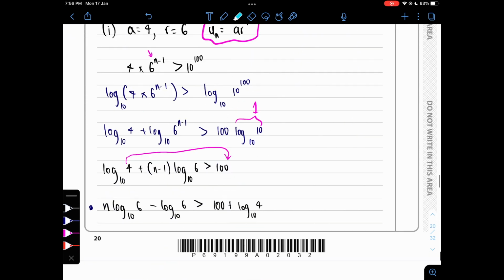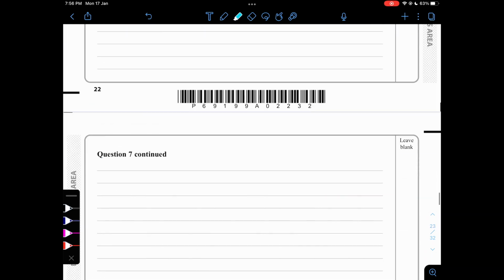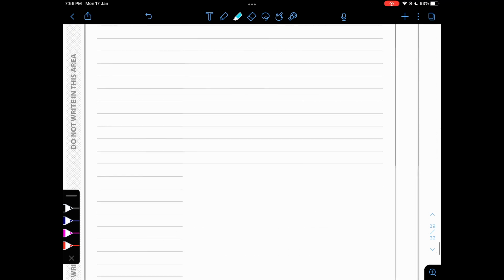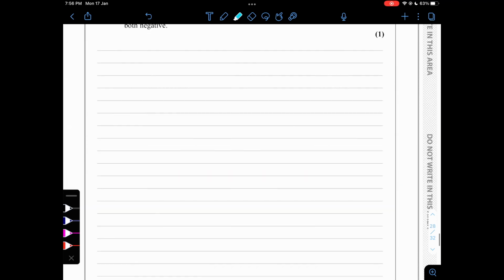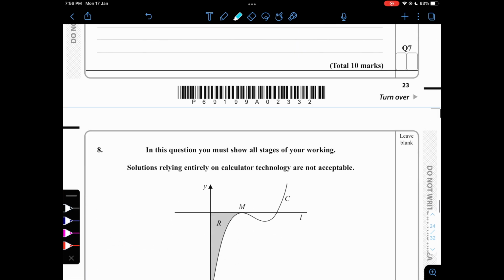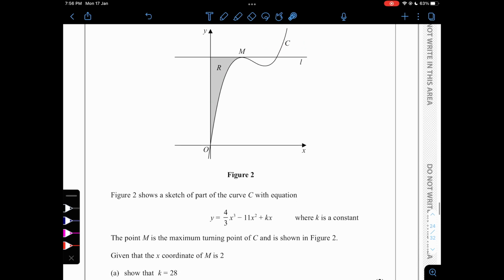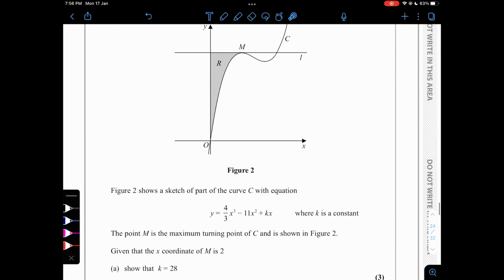Okay, let's move on to question number 8. So question number 8 is here. I think I just missed it. No, that's 9. Question number 8. They tell you in the question you must show all stages of your working. So that's clear. Solutions relying on calculator are not acceptable. So just don't use the calculator fully, or if you do, show the working out at least.